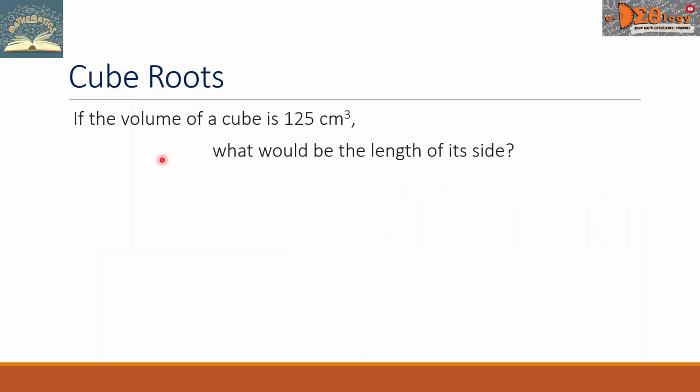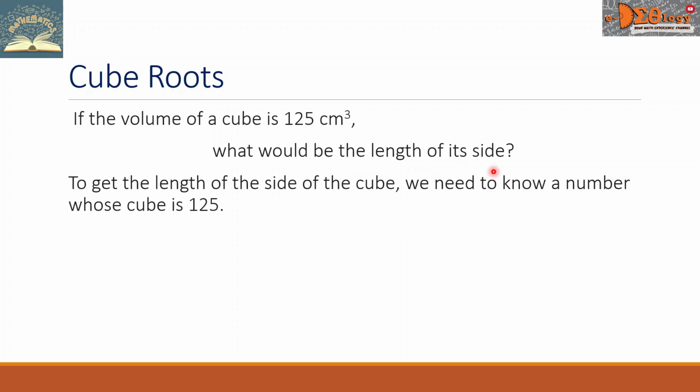Let's consider this question. If the volume of a cube is 125 cubic centimeters, what would be the length of each side? To get the length of the side of the cube, we need to know a number whose cube is 125. In this case, the number or length of the side is 5.